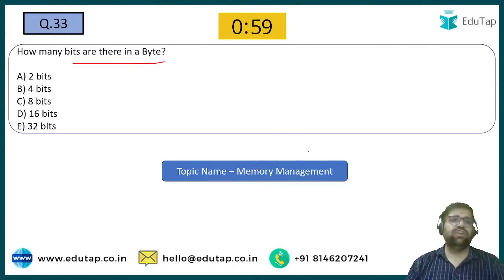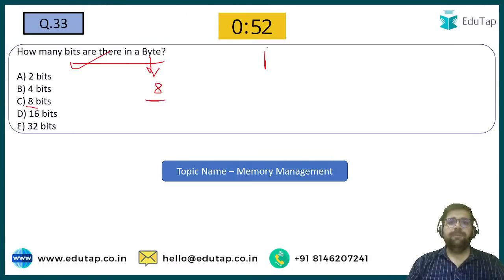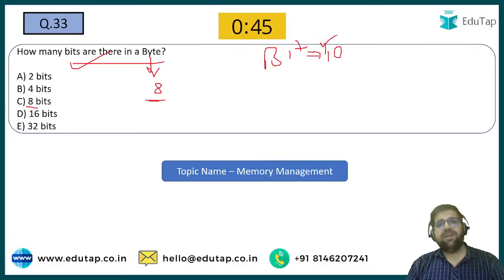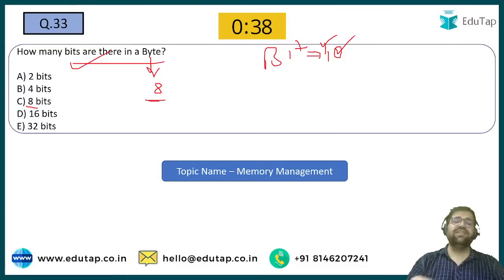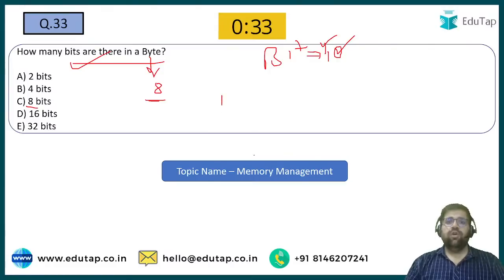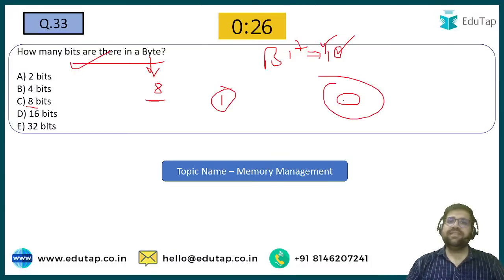Now coming back to question number 33, how many bits are there in a byte? You have to remember, in a byte there are 8 bits. Now what is a bit? A bit is just one singular value of either 1 or 0. For example, if I say 1, then 1 is just your bit. If I say a singular 0, then it is just a single bit. If I write over here 1, this is your bit. If I write 0, then it is again a bit. So any singular 1, any singular 0 is your bit.